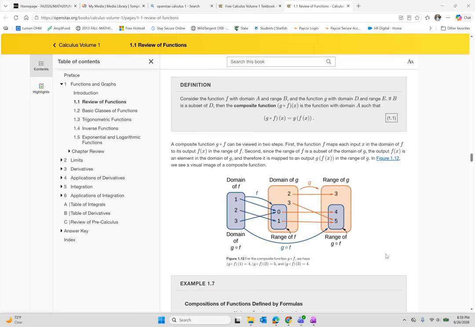To finalize our review of functions for Calculus 1, we will discuss composition of functions, as well as even and odd functions. As a reminder, in the Calculus Volume 1 textbooks by OpenStax, we are in section 1.1.